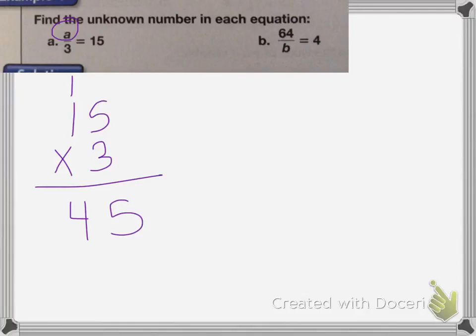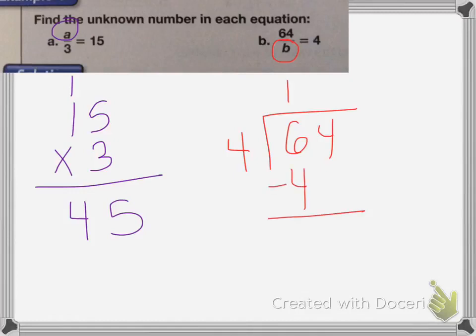On the second part B, my missing number is in the bottom, which is my divisor. So when the missing number is the divisor, you're going to have to divide to find it. So we're going to do 64 divided by 4. Okay, 4 goes into 6 once. That's 4. Subtract, we get 2. Bring down the 4. 4 goes into 24 6 times. So my answer for this, B, equals 16. Okay. To double check, you would put it in. You'd see if 64 divided by 16 equals 4, which it does.